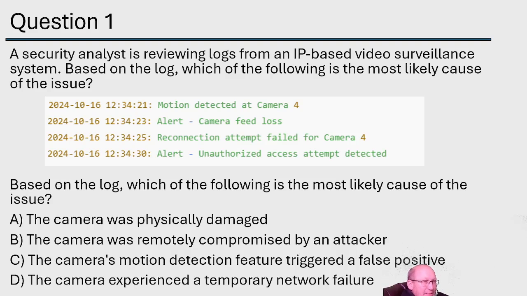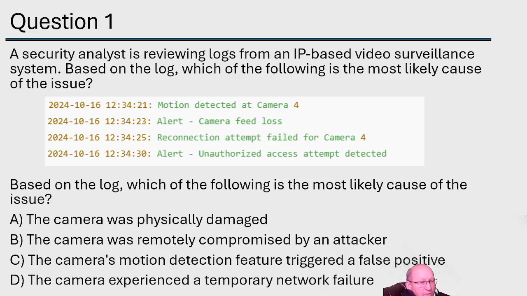So let's dive into it, right? Security analyst is reviewing logs from an IP-based video surveillance system. Based on the logs, which of the following is most likely the cause of the issue? The camera was physically damaged. It's a possibility because we see the camera feed has been lost. We see motion has been detected. We see that we have a reconnection attempt that failed. And then we see an alert for unauthorized access attempt. And that could be from a physical. That could be a physical, right? So A is a possibility.